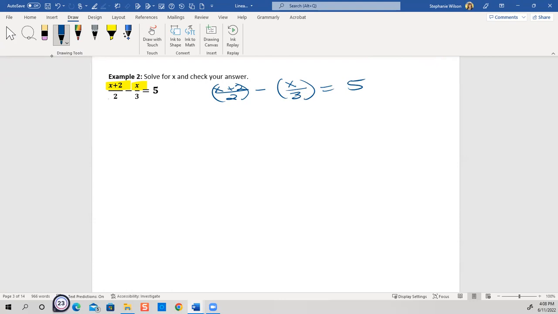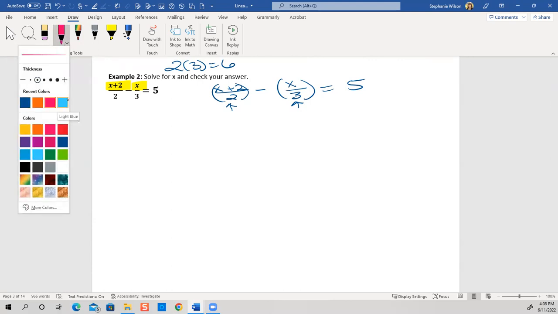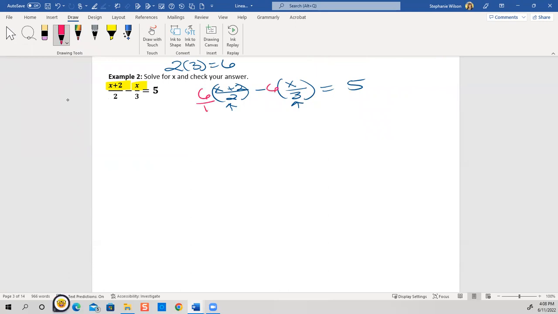All right. To undo this fraction, I would need to multiply by a number that 2 would go into and 3 would go into. Well, 2's prime and 3's prime. If I multiply these two together, I get 6. That's the number I'm wanting to use. So I'm going to say 6 over 1. But remember what I did to this side, I have to do to this side.